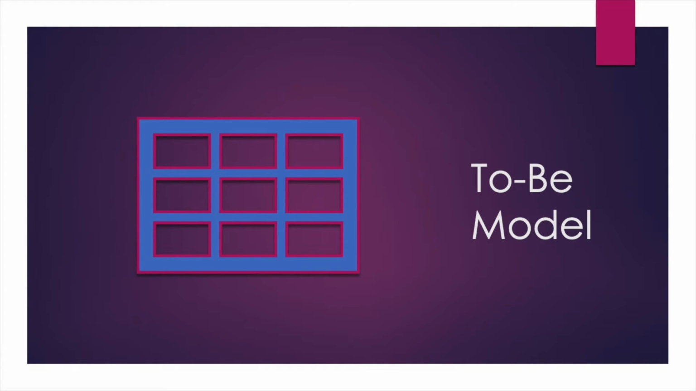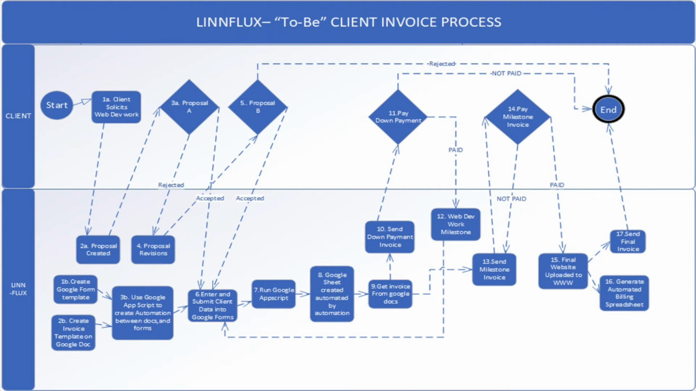The 2B model consists of designing the new improved process, one that will achieve the goals of the organization more efficiently and effectively. The following slide will demonstrate our 2B model for Linnflux. For the 2B client invoice process of Linnflux, in Step 1A, the client reaches out to Linnflux for web development. In Step 1B, a Linnflux employee creates the Google form template where they will input client data later.